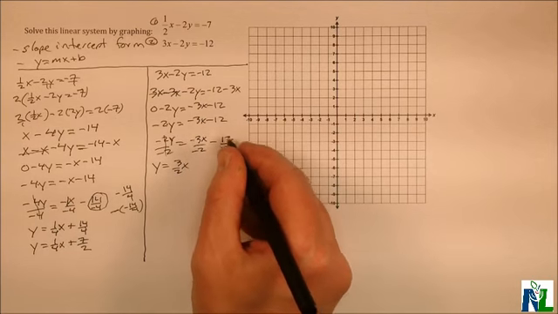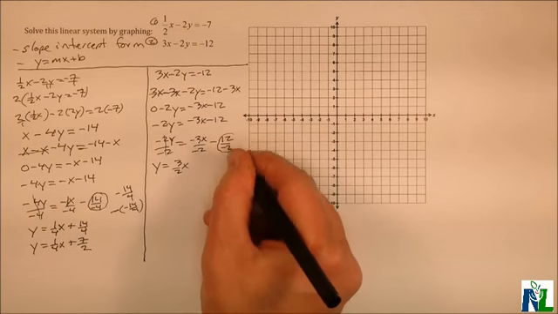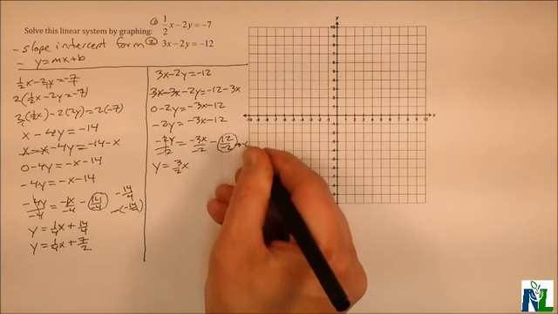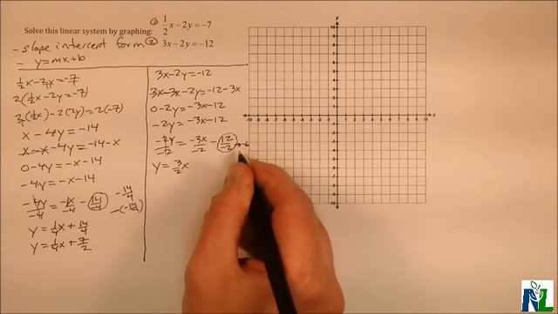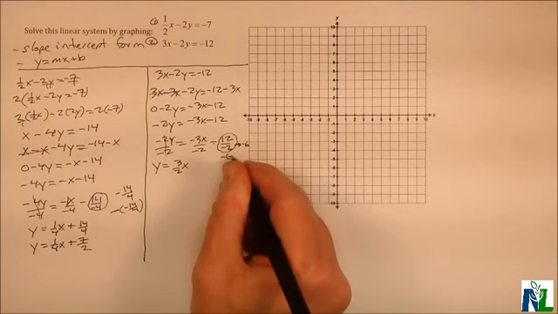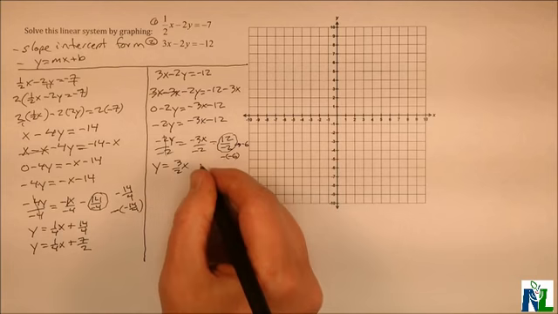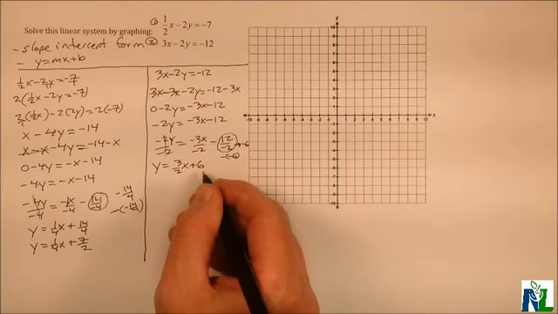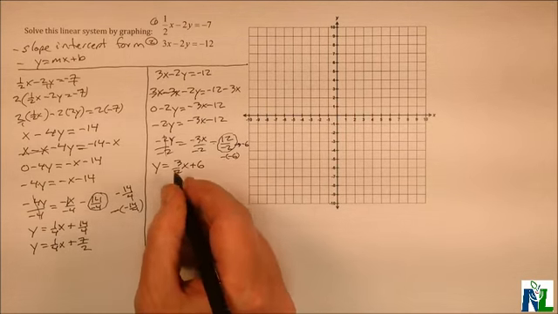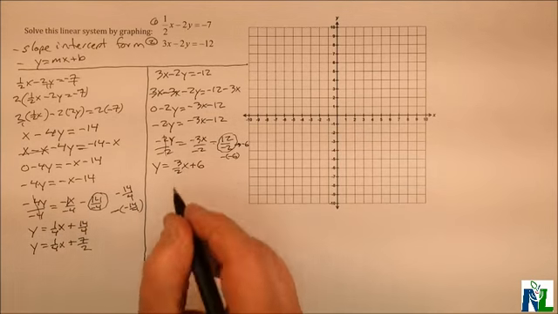And I've got minus 12 divided by negative 2. Well, 12 divided by negative 2 is negative 6. So I've got minus a negative 6. Well, minus a negative 6 is plus 6. So I've got y equals 3 over 2x plus 6. So the slope is 3 over 2 and the y-intercept is 6.